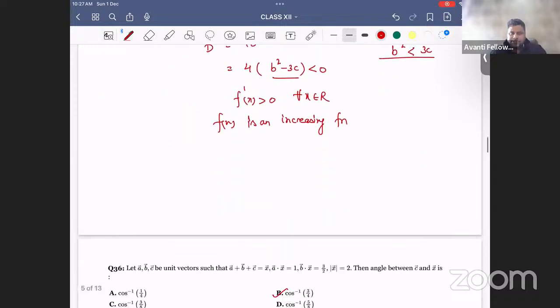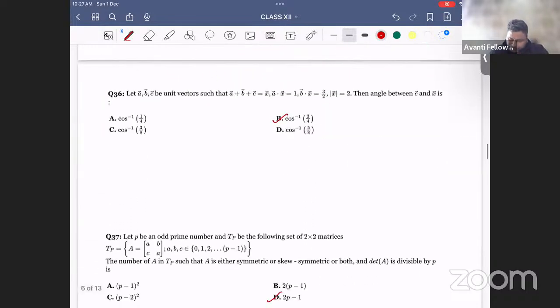Is that fine, students? Now, let A, B, C be three vectors such that vector A plus vector B plus vector C is x. And A dot x, B dot x is already given to you. Mod x is also known to me. Angle between C and x they are asking.